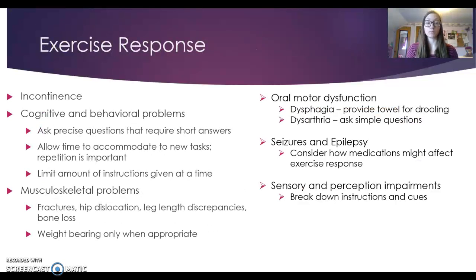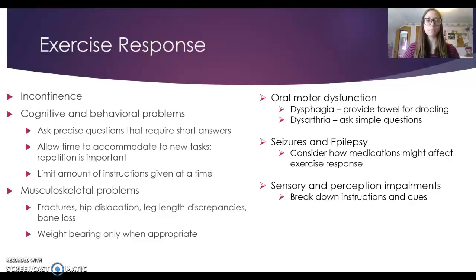However, there are some responses to exercise that individuals with CP may experience, such as incontinence. So they may not be able to control their bladder when exercising. Cognitive and behavioral problems may accompany exercise. Asking precise questions that require short answers. Giving the individual plenty of time to accommodate to new tasks is important. So repetition of certain exercises or activities is very beneficial. And then limiting the amount of instructions you give at one time can help with some of those cognitive and behavioral problems.